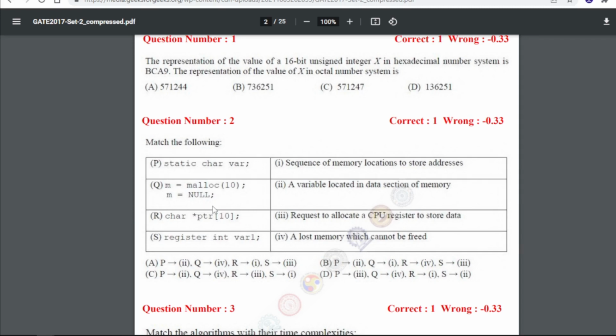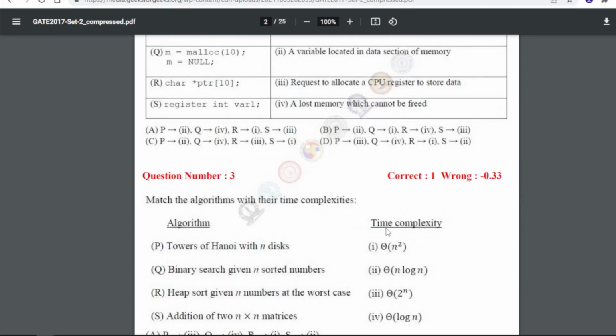Now question number 2 is match the following. So this one we have to match. For this our answer is A, that is static character variable belongs to a variable located in data section of memory. Q: m equals malloc 10, m equals null. For this our answer will be a lost memory which cannot be freed, right? And the character pointer 10 belongs to sequence of memory location to store addresses, and register the variable 1 equals to request to allocate a CPU register to store data.